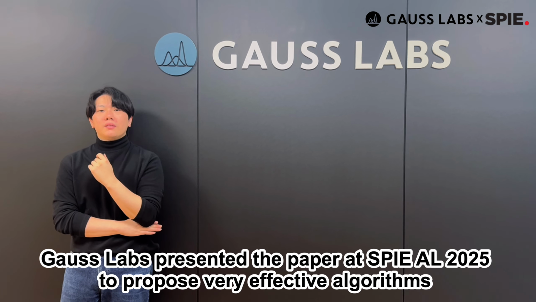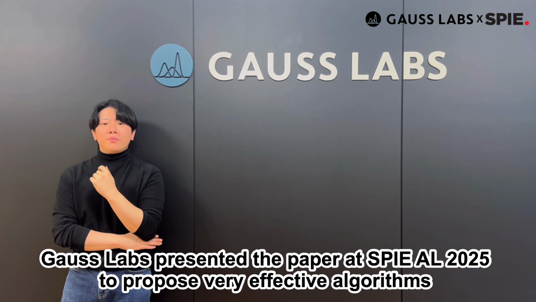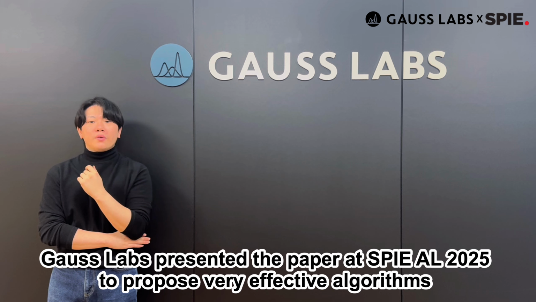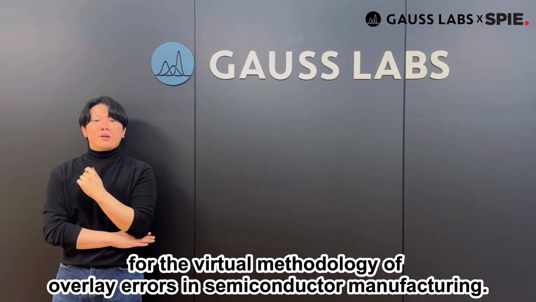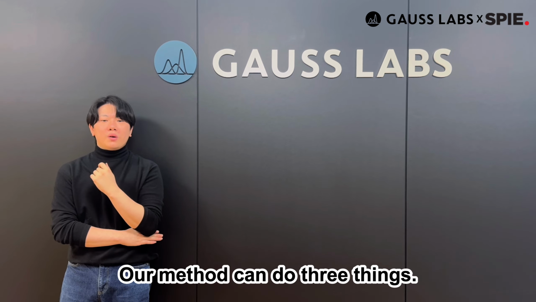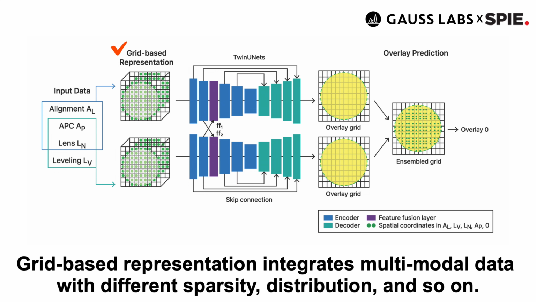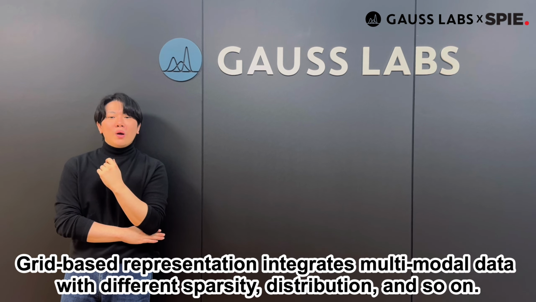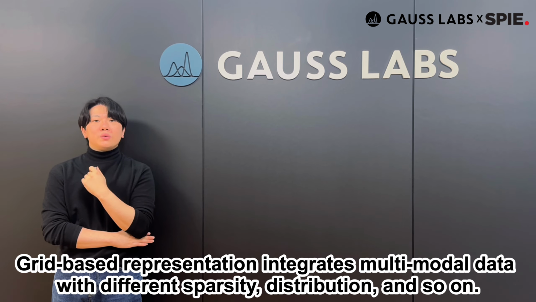Gauss Labs presents a paper at SPIE 2025 proposing very effective algorithms for virtual metrology of overlay errors in semiconductor manufacturing. Our method can do three things. 1. Grid-based representation. Grid-based representation integrates multimodal data with different sparsity, distribution, and so on.